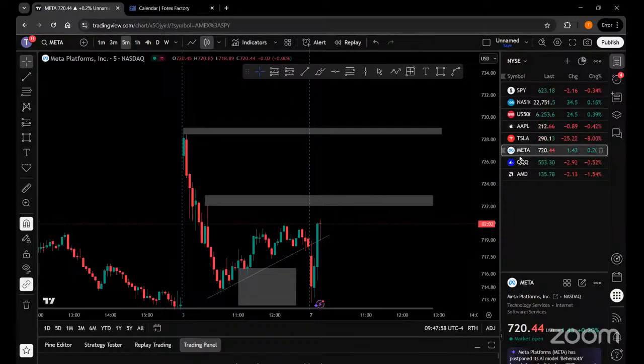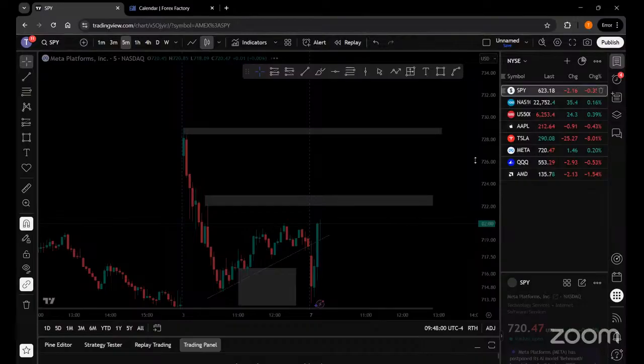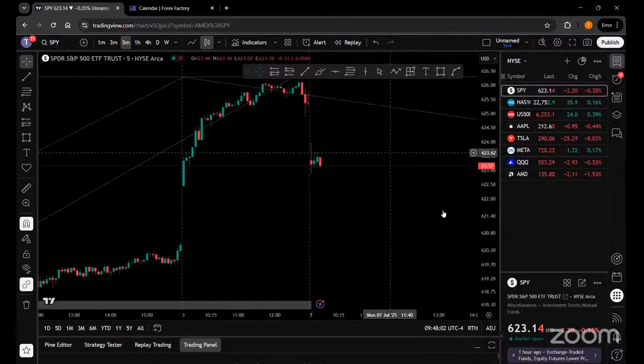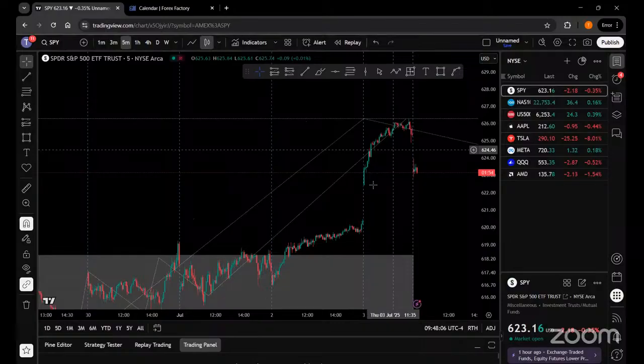Okay guys, so this is the major analysis for today. We have done a lot of good analysis in the SPY as well, and other scripts as well.